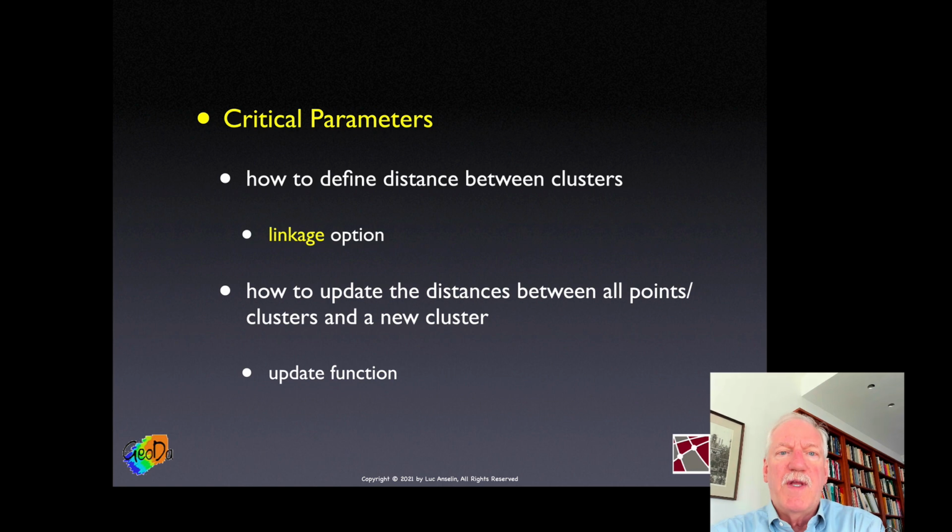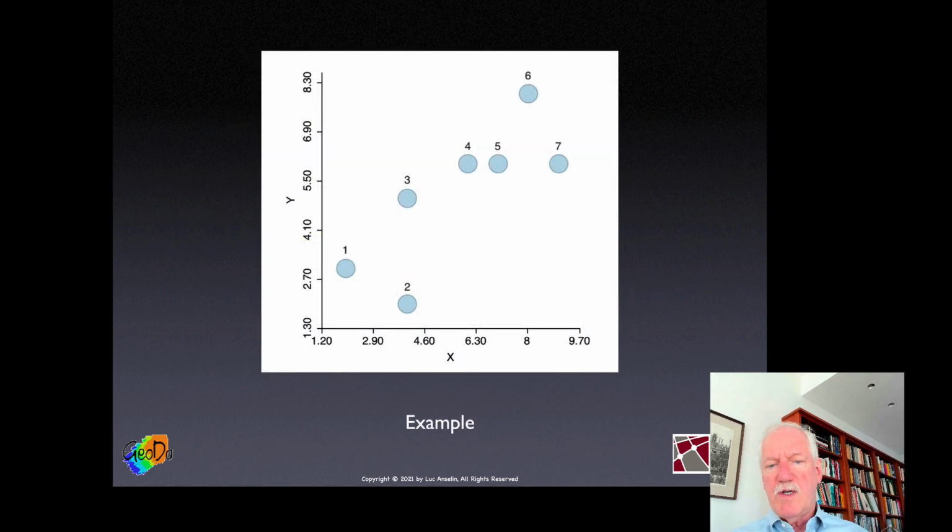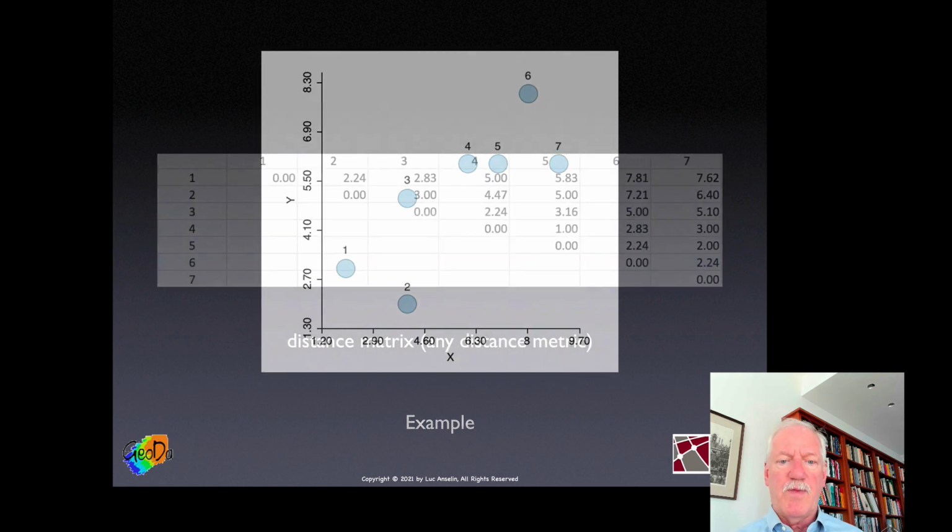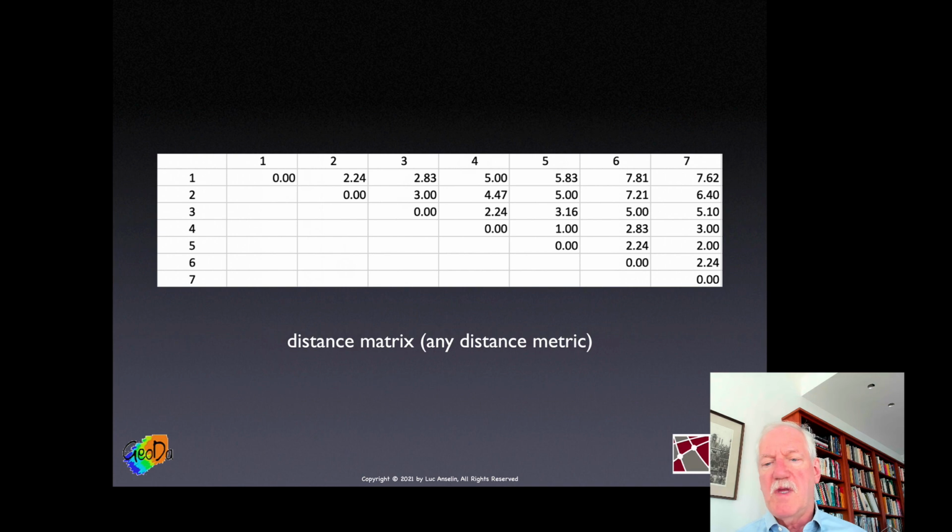How do you update the distances between all the existing points and all the existing clusters and a new cluster? So let's say we take two observations together, they form a cluster. How do we update the distances from everywhere to that cluster, so that then we can again find the minimum distance combination, which is really what it's about? Okay, we'll consider the same toy example as before, but now we'll group based on the distance matrix between them. This is a distance matrix. It uses Euclidean distance, but it could be any distance metric.